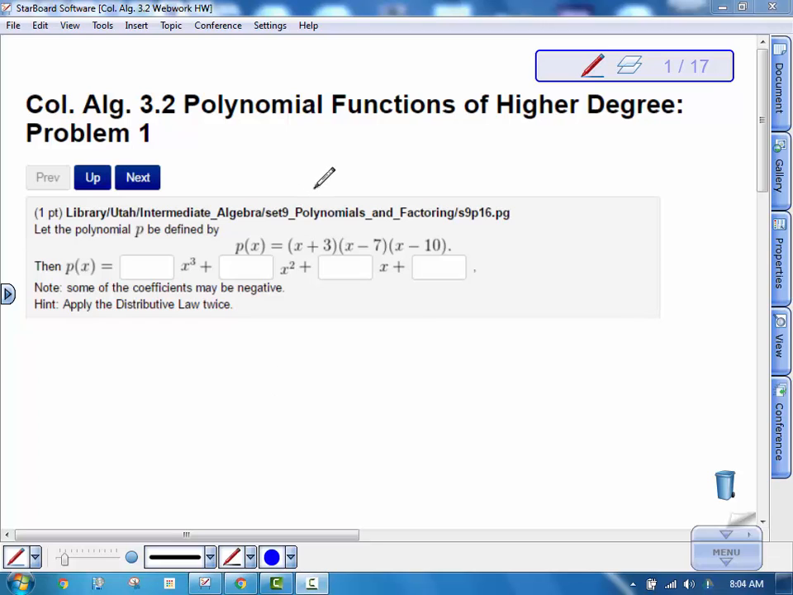Okay, 3-2 homework help. The first problem wanted me to just FOIL this out and find the coefficients of this polynomial. So we're going to be dealing with polynomials of higher degree today. This is a third degree one right here. And to find it, we just FOIL.